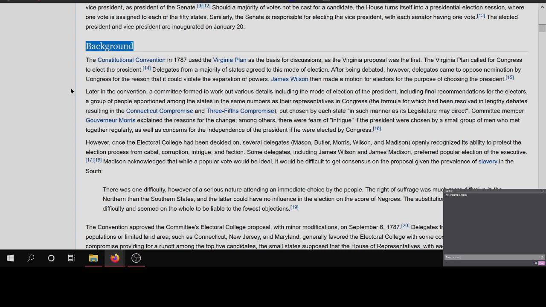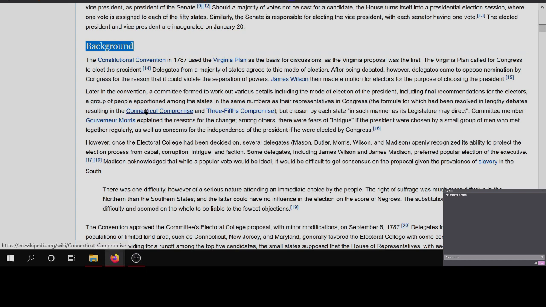Later, at the convention, a committee was formed to work out various details, including the mode of election of the president, including final recommendations for the electors. A group of people appointed among the states in the same numbers as their representatives in Congress, the formula for which was resolved in lengthy debates, resulting in the Connecticut Compromise and the Three-Fifths Compromise.